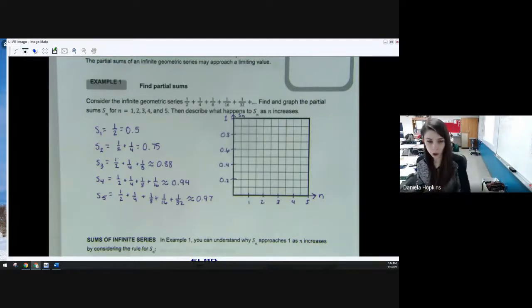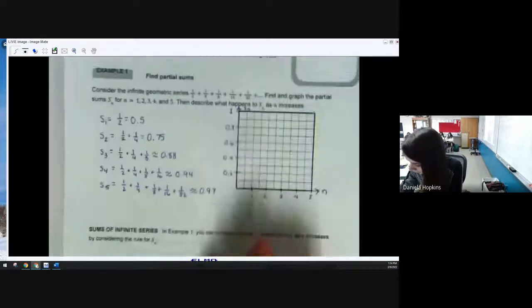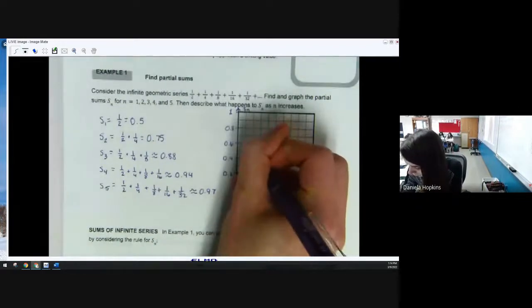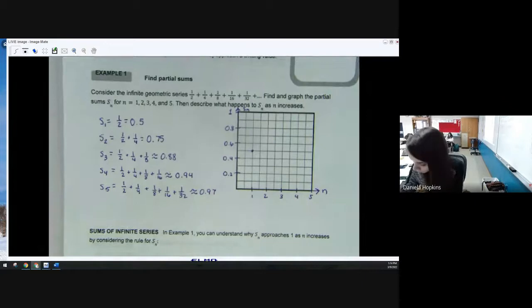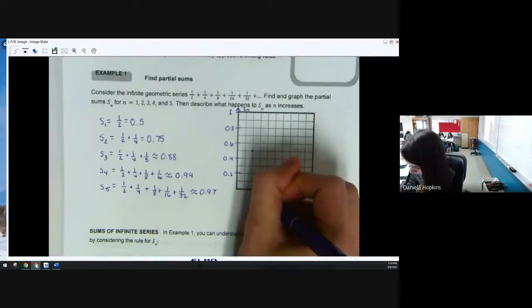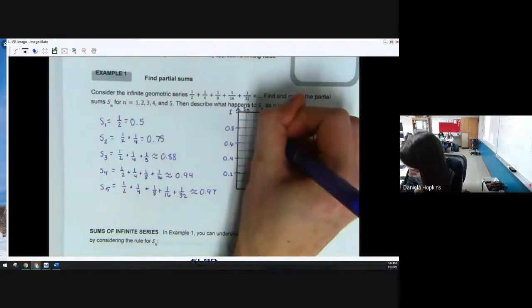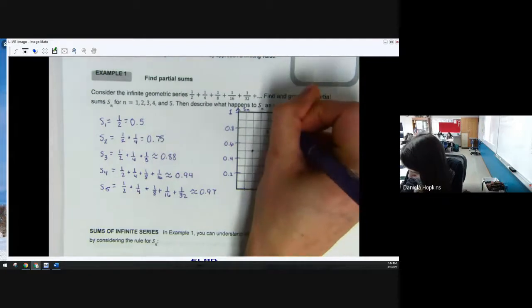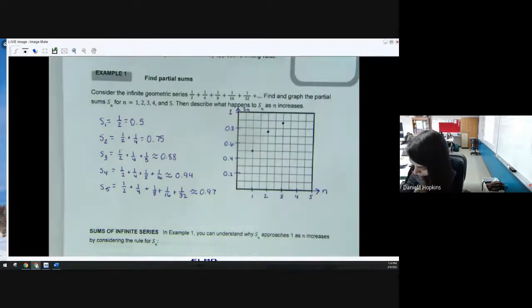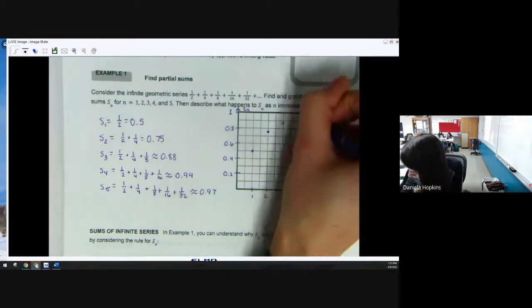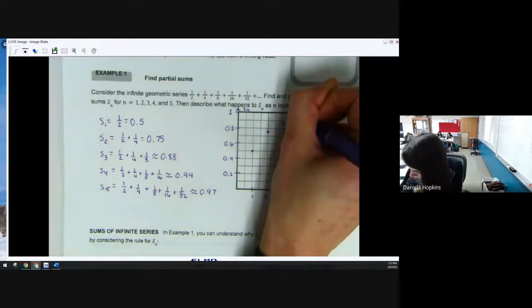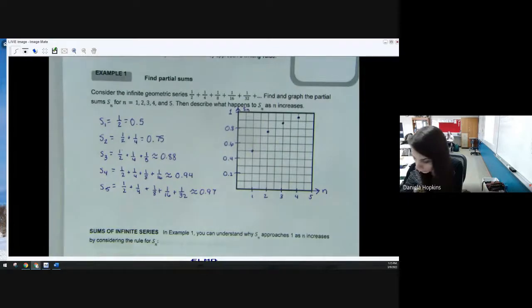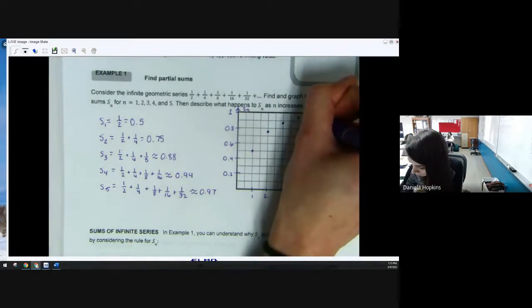So for my first n, this was at 0.5. For n equals 2, we were at 0.75. So that's halfway between 0.7 and 0.8. For n equals 3, I was at 0.88, so almost to 0.9. For n equals 4, I was at 0.94, so just under halfway between 0.9 and 1. And then for n equals 5, I was at 0.97.